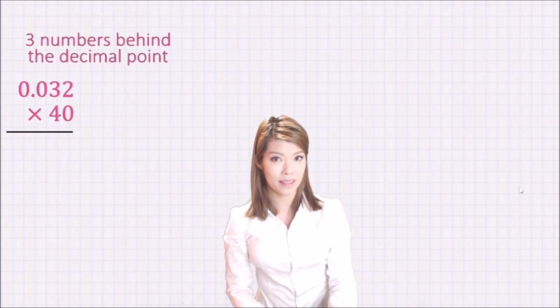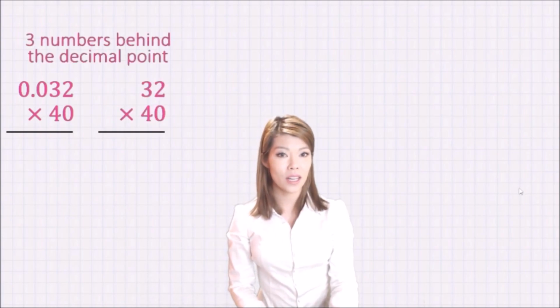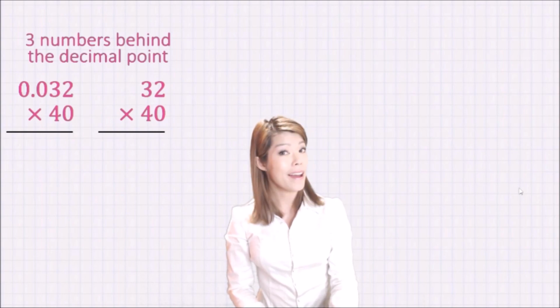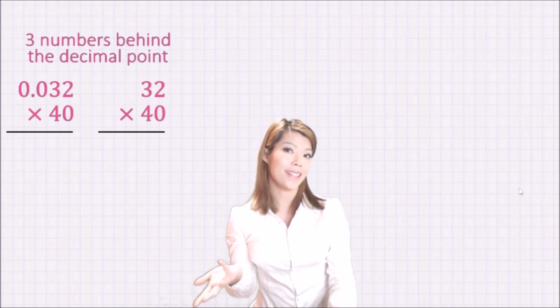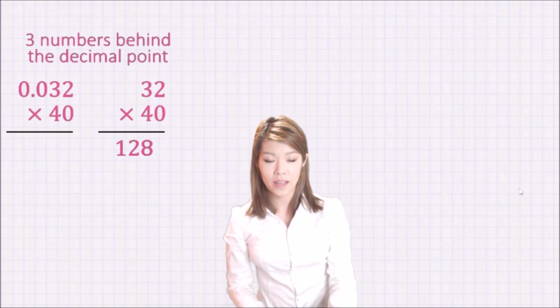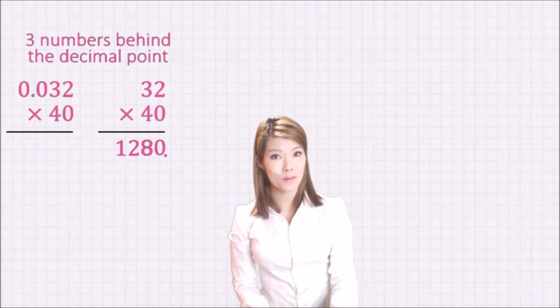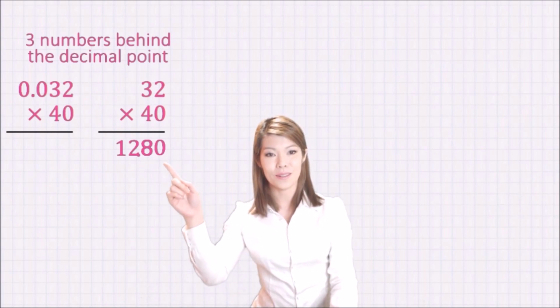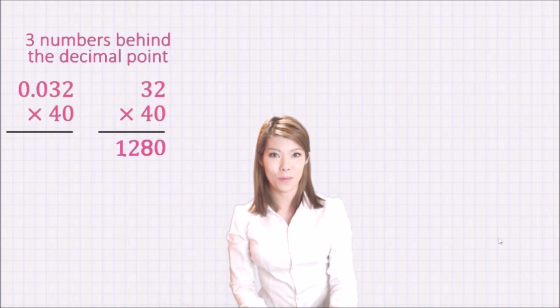Let's do another example. 0.032 times 40. This is 0, the 3, and the 2. So there's 3 numbers behind the decimal point this time. So we do the multiplication like normal, 32 times 40. And we know to do 32 times 40 is the same as 32 times 4, and then add the 0. So 4 times 2 is 8, 4 times 3 is 12, and then add 0 because we're multiplying by 40. And then we count the 3 decimal places. 1, 2, 3. And you leave the decimal point there. So the answer is 1.28.